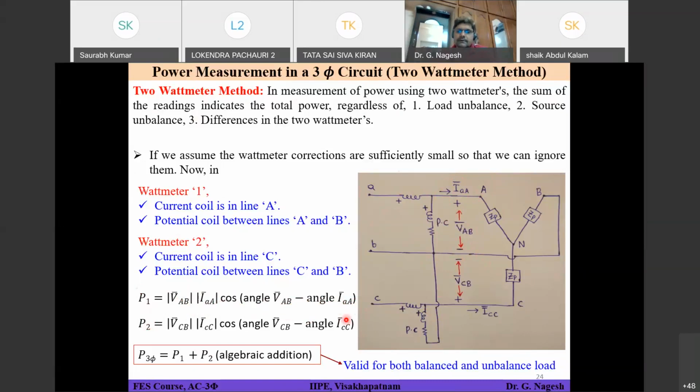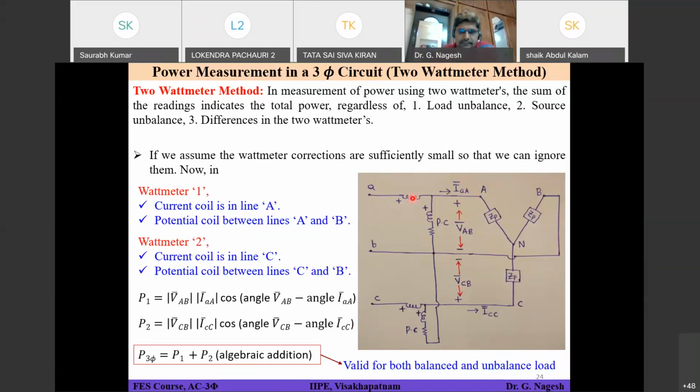Sir, how will this current flow? Can you say it louder, please? Sorry, sir, can you say it loudly? Sir, I want to ask about IAA. IAA is the current flowing through your current coil.